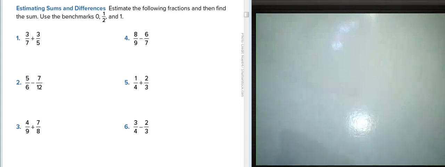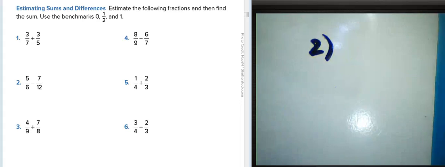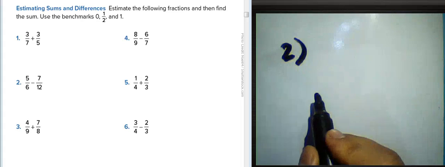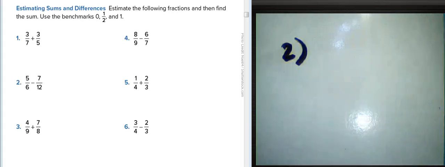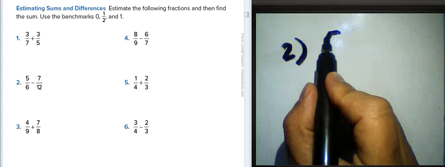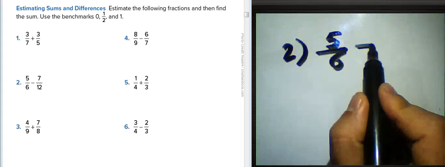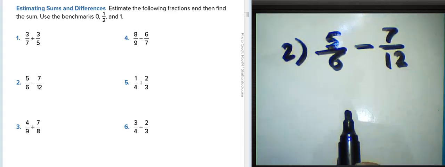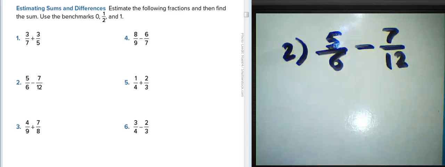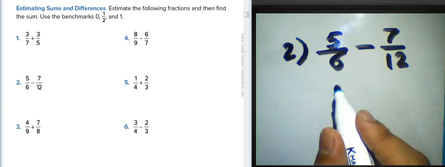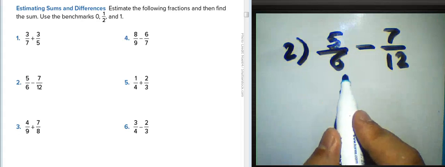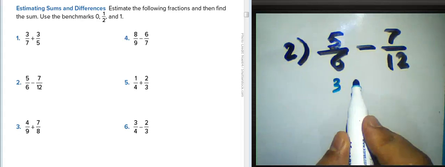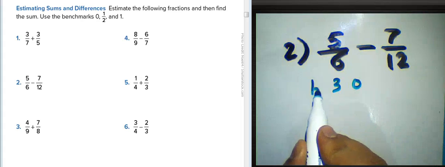Again, question number 2. Look with me at question number 2 here. Okay, it's very easy. Pay attention to this method. I will explain it again, and you must think about estimation. Okay, my students, look here. 5 over 6 subtract 7 over 12. First, we must ask ourselves, what is half of 6? We know half of 6 will be 3. And then we can write here 0 and 6.